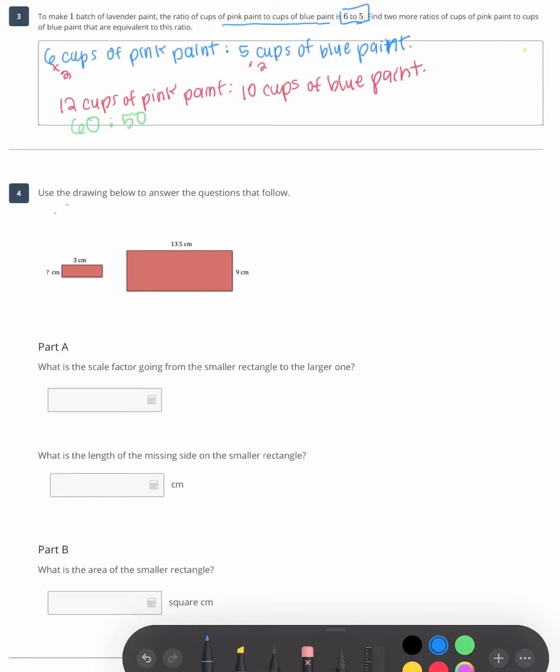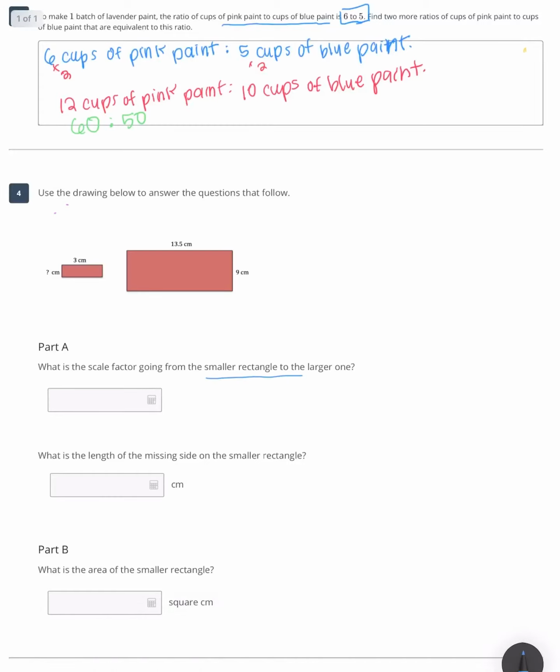They say use the drawings below to answer the questions that follow. Part A, what is the scale factor going from the smaller rectangle to the larger one? So this ratio right here is very imperative. It's important to know because it wants us to find the scale factor going from the smallest rectangle to the larger one. And basically what that means is that the smaller one would be the original.